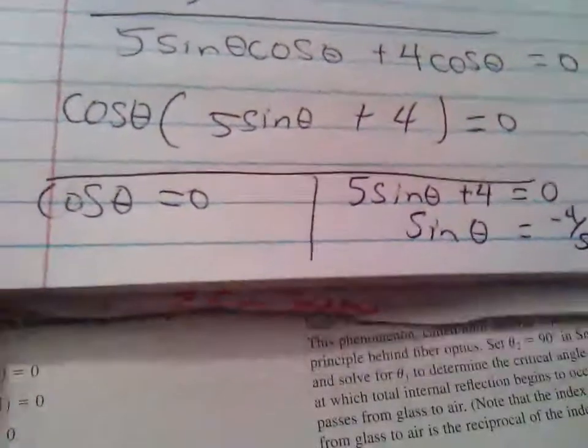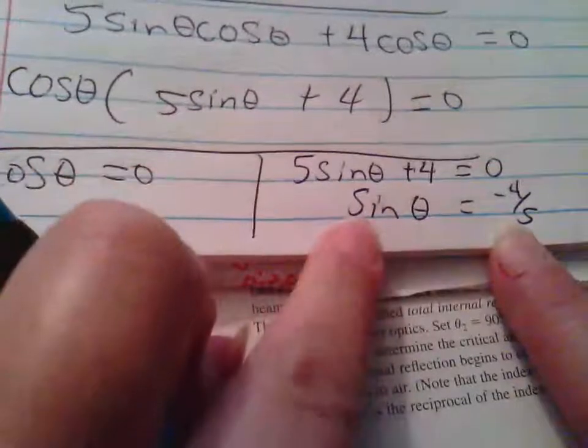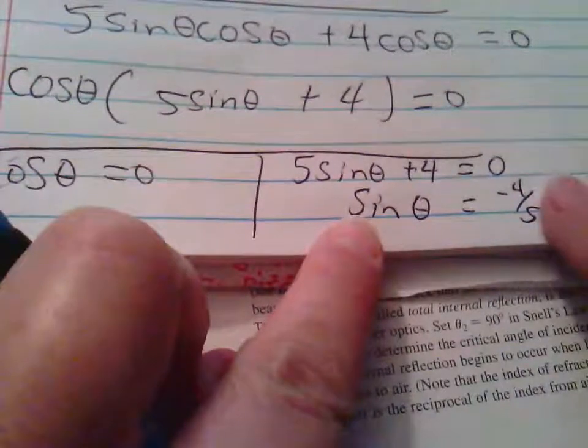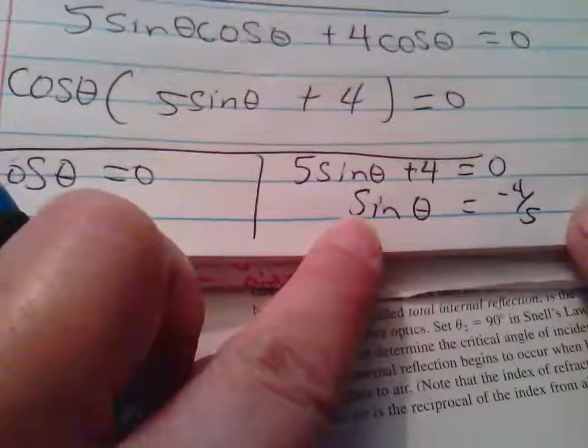I would use my calculator to do this one because that's not one that you have memorized. And remember, it's inverse sine of negative 4/5 or negative 0.8. That gives me theta is approximately negative 0.93.